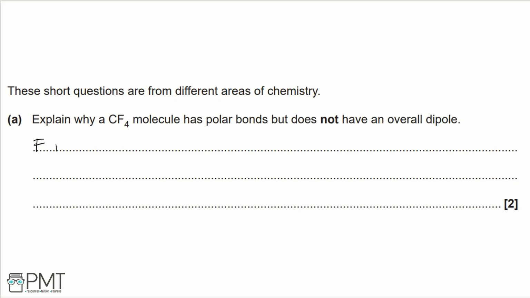CF4 has polar bonds because F, or fluorine, is more electronegative than carbon. However, CF4 doesn't have an overall dipole because the compound is symmetrical, and therefore if a compound is symmetrical, the dipoles are going to cancel out.